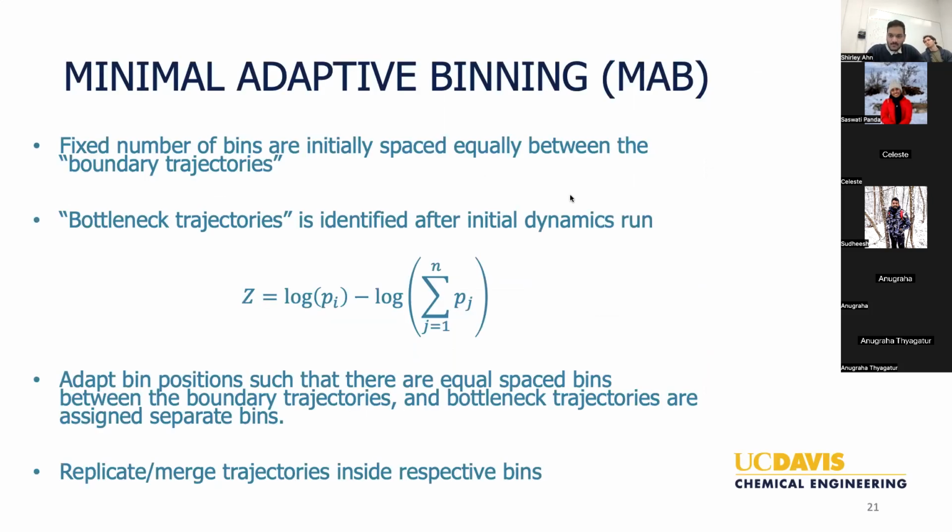And then after the initial dynamics is run, we use a function called Z, which is the log of the probabilistic weight of a given trajectory minus the log of the summation of all the probabilities, denoted by sigma pj, where j indicates the trajectories which are higher than that particular trajectory with respect to the progress coordinate. Bottleneck trajectories are those trajectories which have the function Z maximized.